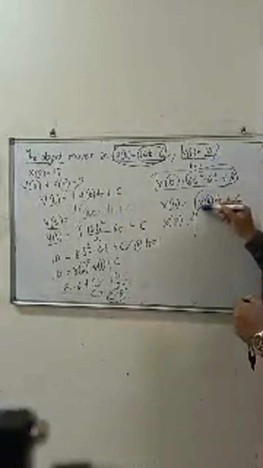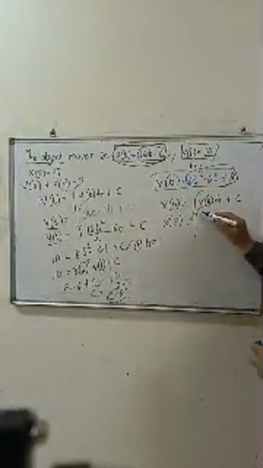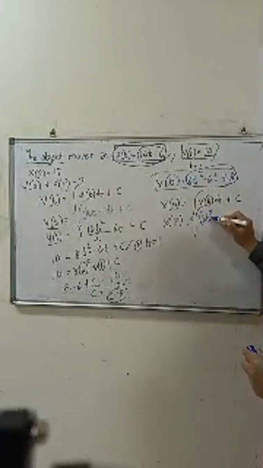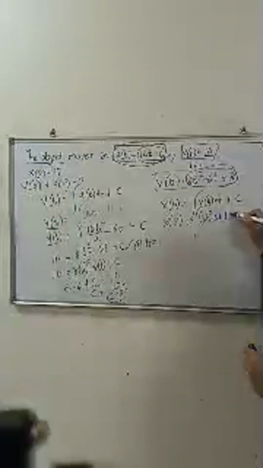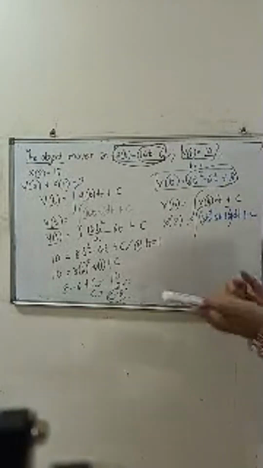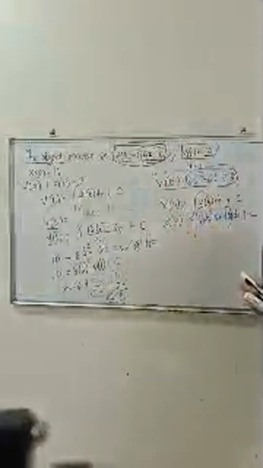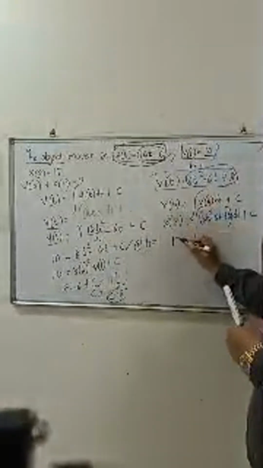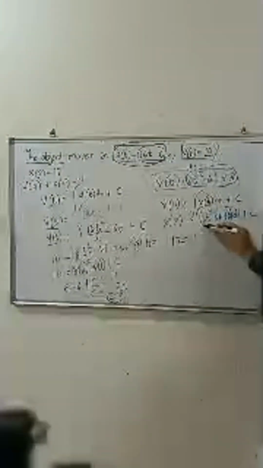So let's put that here: the function of t, 8t squared minus 6t plus 8, dt plus c. Now, what is the value of your x function of 2? 17. Substitute 17 here. Now, integrate this whole thing.